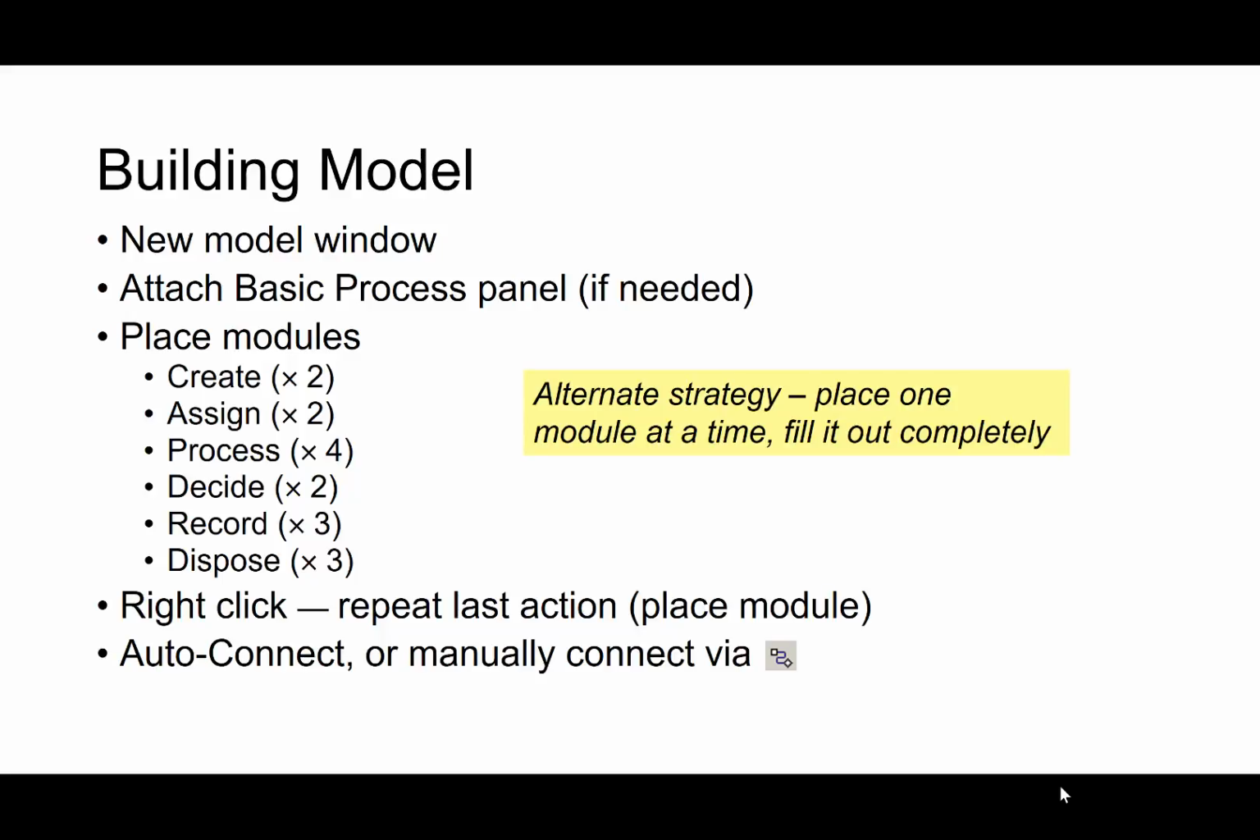So start with a new model, and then attach a basic process panel if necessary. Then create the modules and place them: create, assign, process, decide, record, and dispose. Build those out, and then right-click on the last action to place the module. And you can auto-connect using either the connect button or using the pull-down menu.